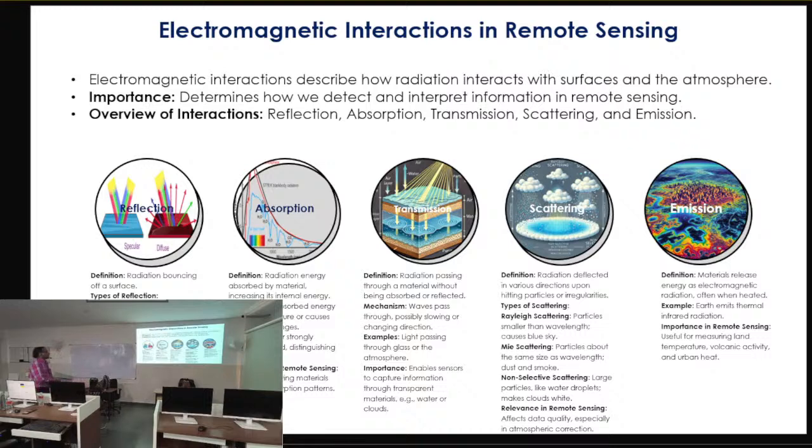So when we have the electromagnetic interactions in remote sensing, we have basically 5 types of interactions: reflection, absorption, transmission, scattering, and emission. So the important thing is the scattering, which has effects on various types of objects. For example, it causes the blue skies, and also it makes the clouds white. And when we talk about reflection, there are various types of reflection.